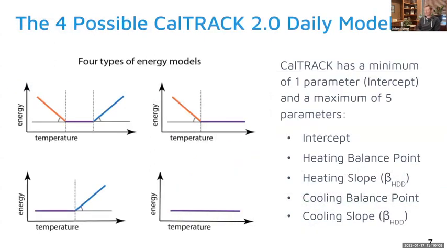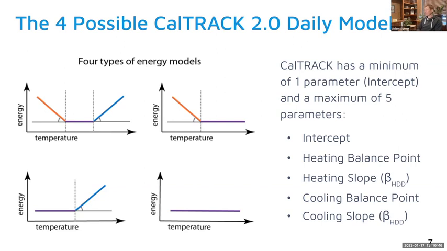Now, the CalTrack daily model itself has these 4 distinct formulations, and all of these formulations are tested for every meter. Ultimately, the model that we select is the one that serves that meter the best. So it's the best model fit, taking into account adjusted root mean squared error, so taking into account the degrees of freedom, for those of you who are well versed in these things. So every meter is tested across these 4 types of profiles, and the profile that leads to the lowest adjusted root mean squared error is selected as the CalTrack model.